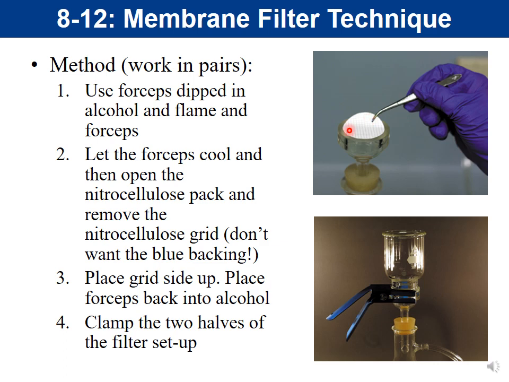That's the nitrocellulose. And you would use your forceps to pick up the nitrocellulose and put it on the setup grid side up. So you want the grid side up so that when the water sample passes through, the bacteria ends up on the grid. So grid side up, put your forceps back into the alcohol. Then you would clamp the filter into place. In our case, it's magnetic, so you would just put the little cup over and it would stick to the base.